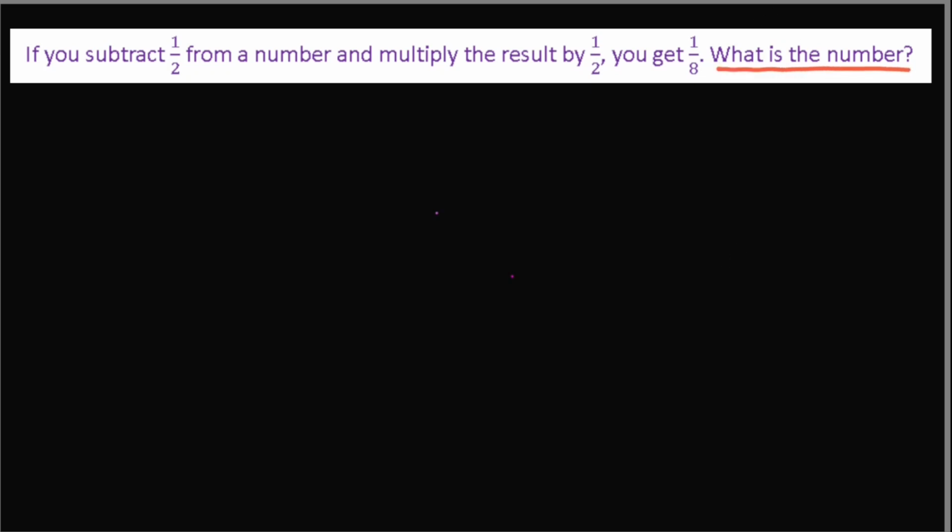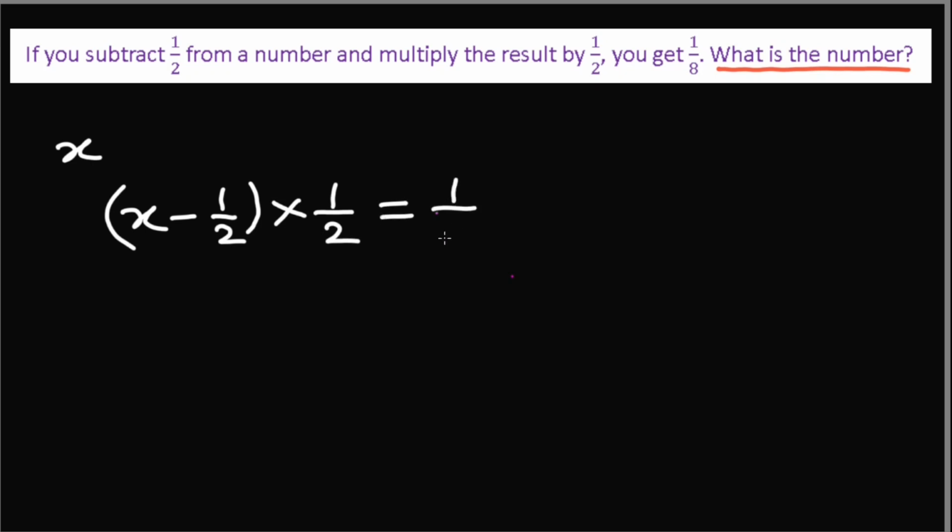So we assume the number to be x. Now from the first condition, if you subtract 1/2 from a number, so we subtract 1/2 from x, we get x minus 1/2, and multiply the result. Now x minus 1/2 is our result, and we have to multiply this result by 1/2. After multiplication by 1/2, we get 1/8.